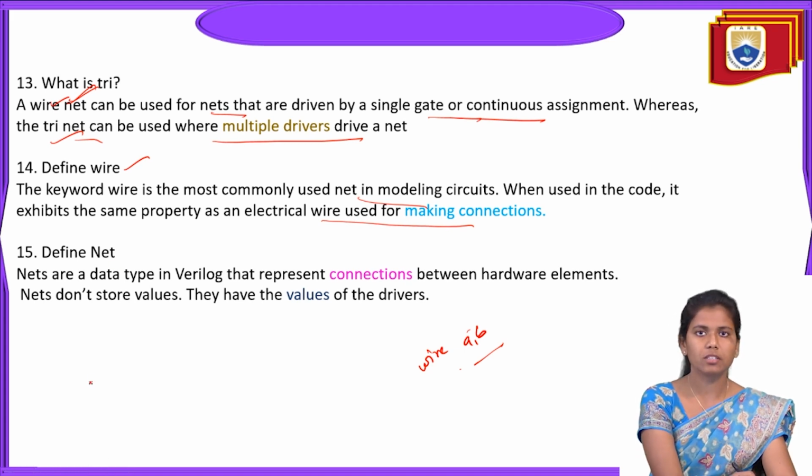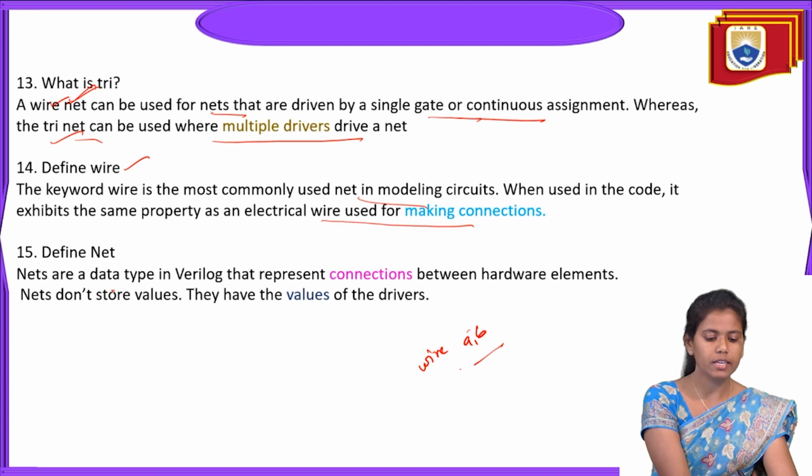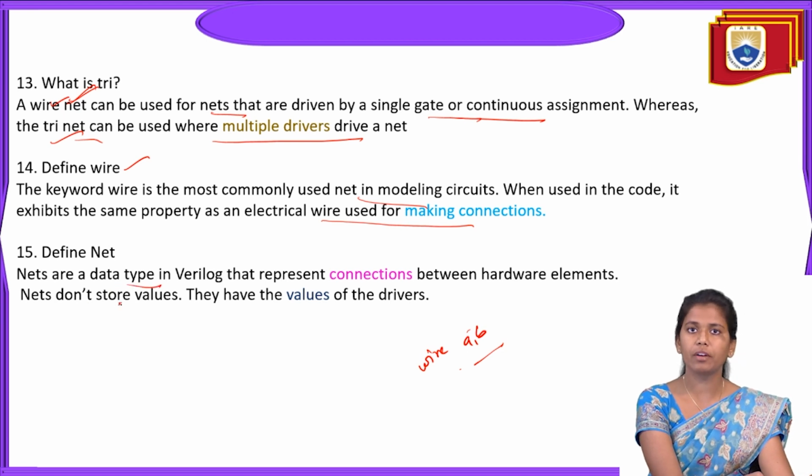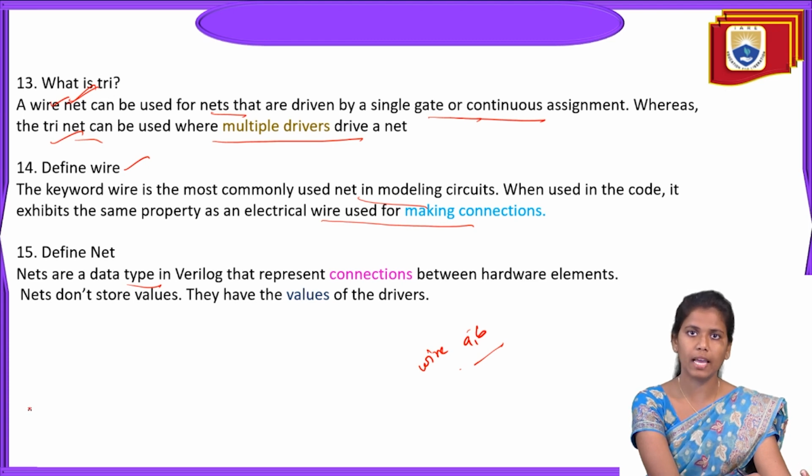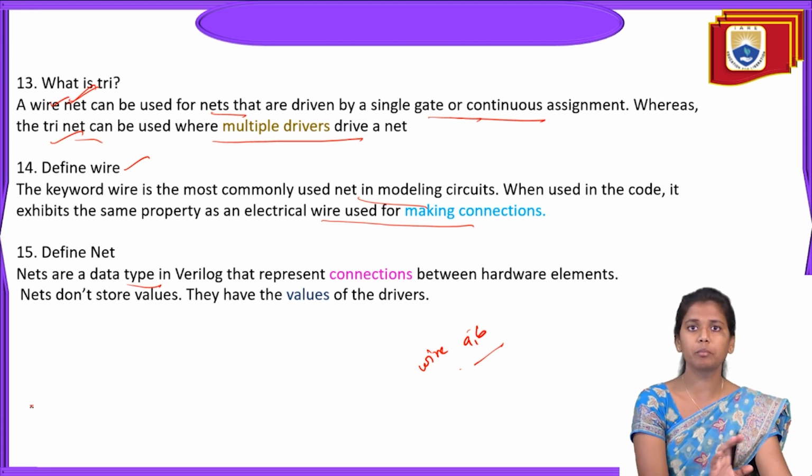Then define net. So what is this net? Net is a data type. In Verilog, there are a few data types, as there are in the C language. When you compare C and Verilog, you will find many similarities in both languages. Though C is a software-oriented language and Verilog is a hardware-oriented language, the terminologies are almost the same.